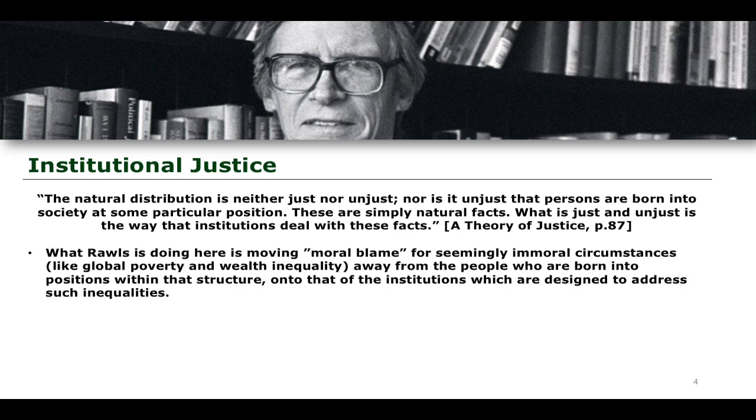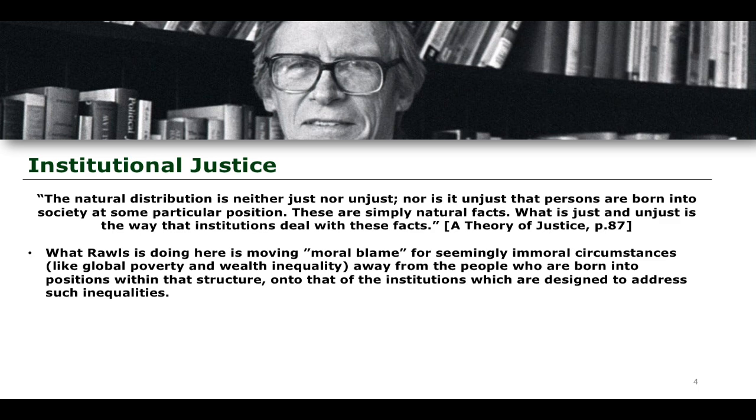What Rawls is doing here is shifting, quote-unquote, moral blame. We say moral blame because, of course, he doesn't really load this particularly morally, but colloquially we may argue this to be moral blame, or he's shifting what is just and unjust, maybe a more accurate way of saying it, for seemingly immoral circumstances. So things like global poverty, things like wealth inequality, all of these different things, away from the people who are born into positions within that structure, onto that of the institutions which are designed to address such inequalities.